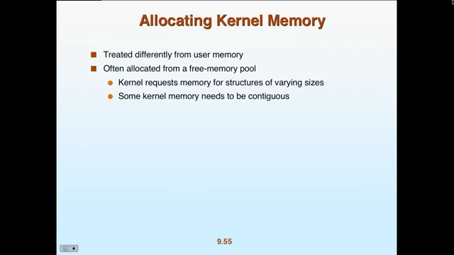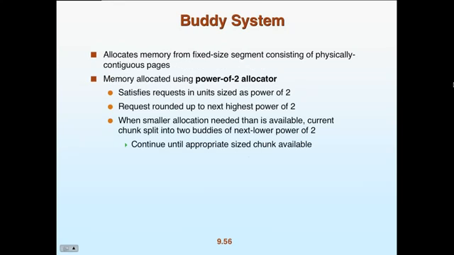So we have allocated kernel memory, as I mentioned before. It's treated differently from user memory. It has a higher priority. It's loaded lower in memory. It's often allocated from a free memory pool. Kernel requests memory for structures of various different sizes. Some kernel memory needs to be contiguous, just in the nature of how it was designed. And it's usually loaded in the lower blocks.